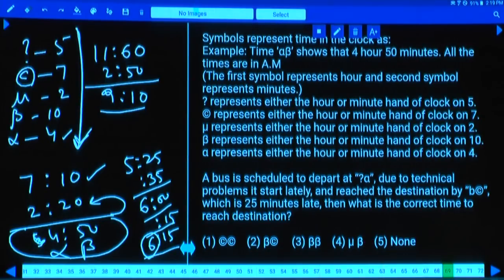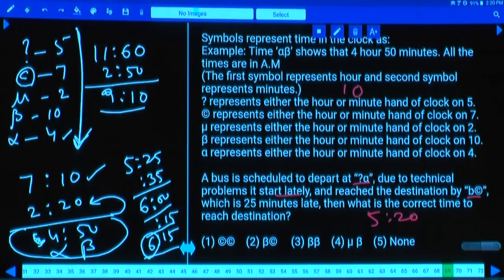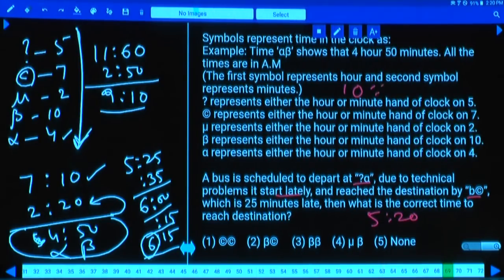Then question number 69. Now in question number 69, the bus is scheduled to depart at a certain time. The question mark is 5 and alpha is 4, so the time is 5:20. The bus is scheduled to depart at 5:20, and due to a technical problem it started late and reached the destination at a time where beta is 10 and the other symbol is 7. That means the bus reached at 10:35.